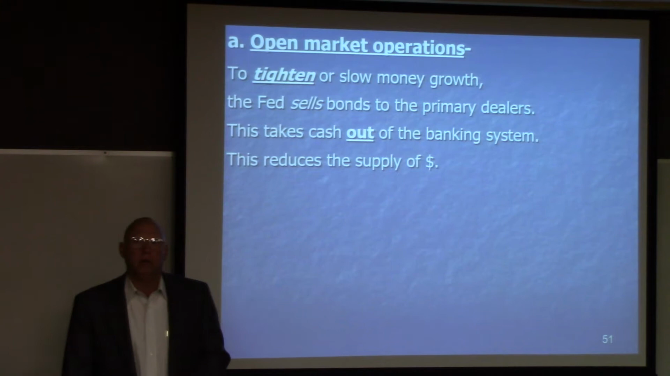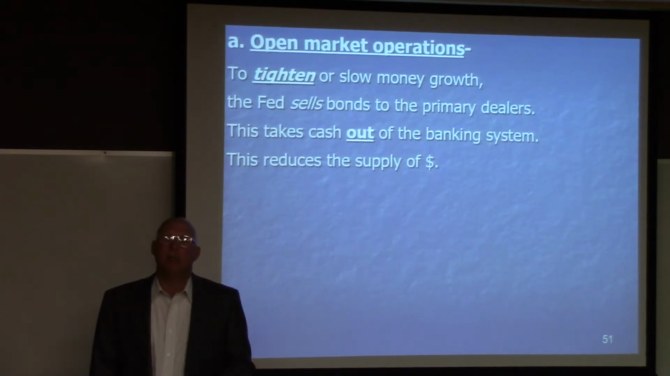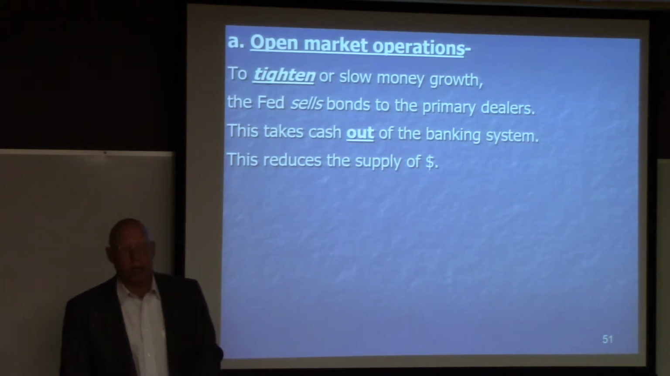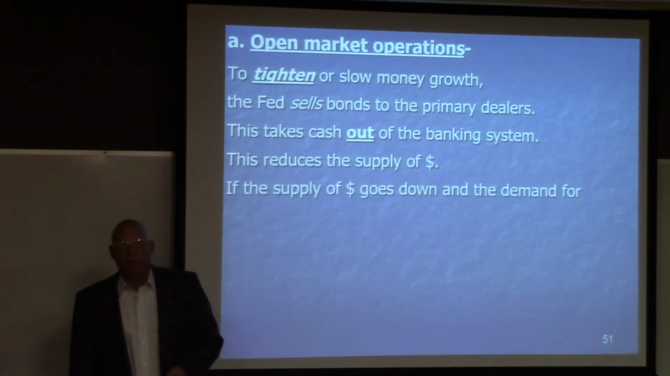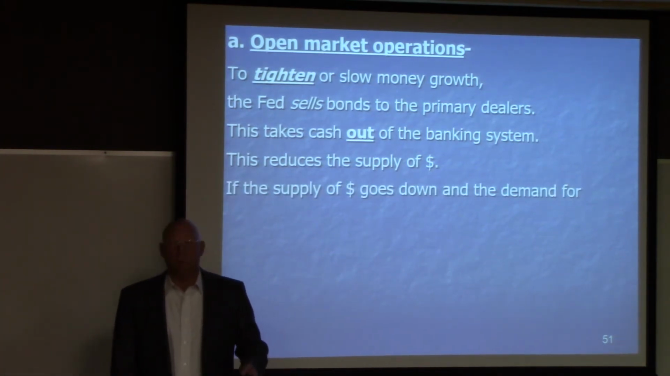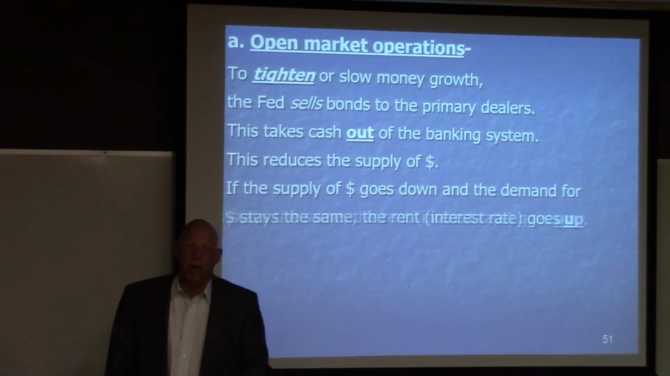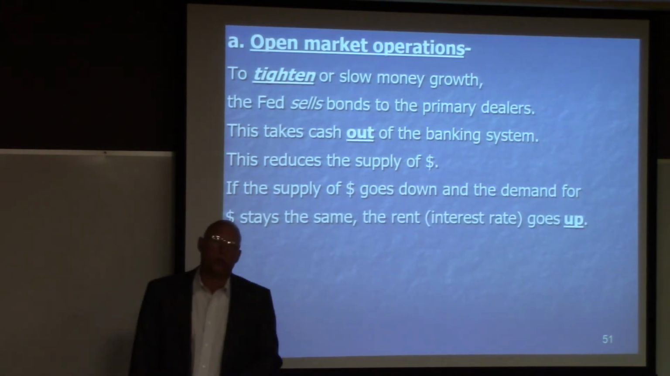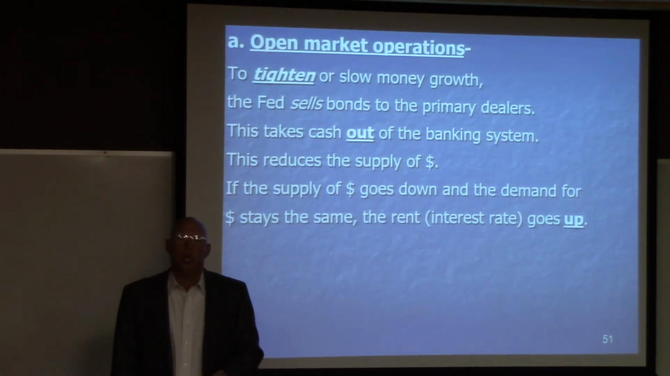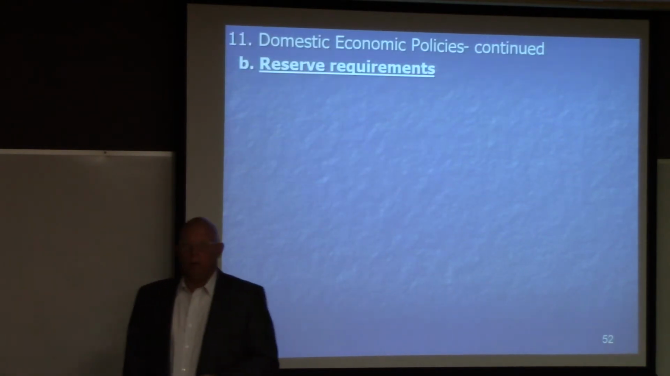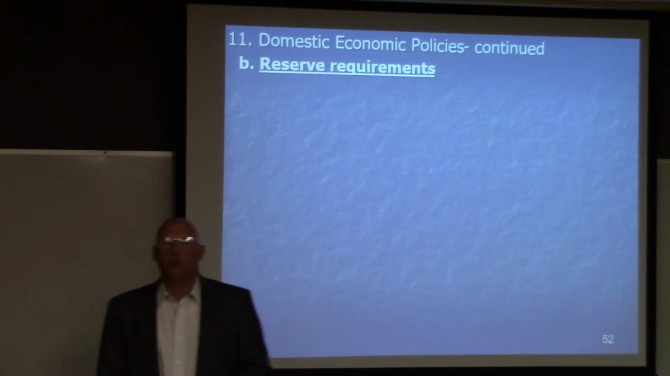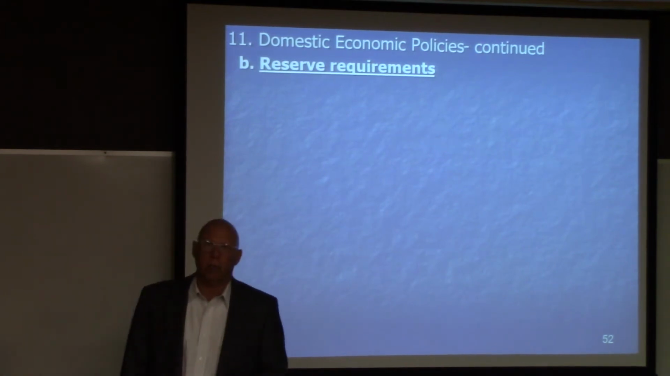Well, what's going on now? The Federal Reserve is selling bonds back to the bank and taking money out of the system. That's what's happening. Back in 2009, the Fed was buying bonds from the primary dealers left and right. They were injecting money in, and now they are reversing that. If the supply of money goes down and the demand for money stays the same, the rent or the interest rate on money will go up. All right, so that's the first and major tool that the Federal Reserve has, which is open market operations, okay? Buying and selling bonds in the market.